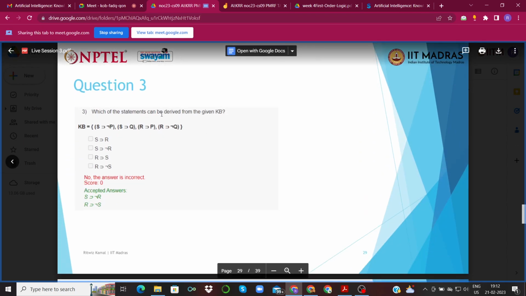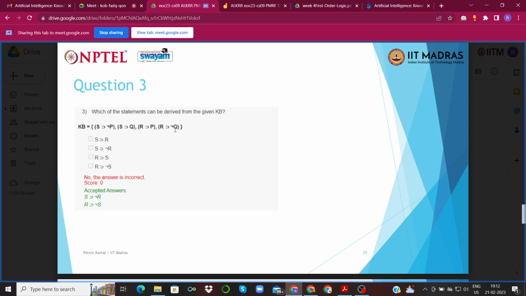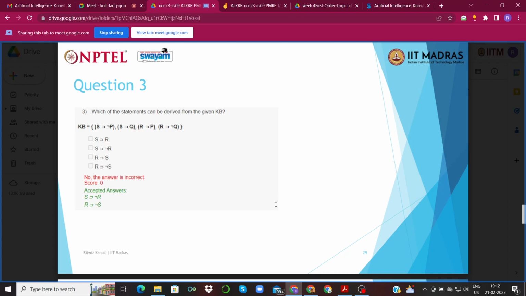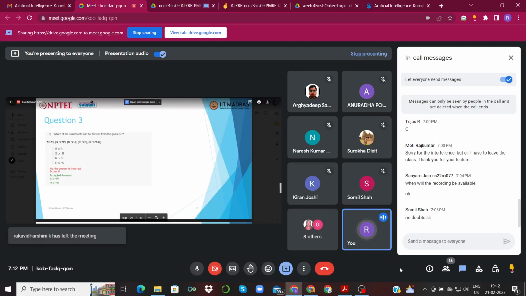So which of the statements can be derived from the given knowledge base? Okay, so we are given a particular set of facts or knowledge base, which we have S implies not P, S implies Q, R implies P, and R implies not Q. So any doubts about this particular question?